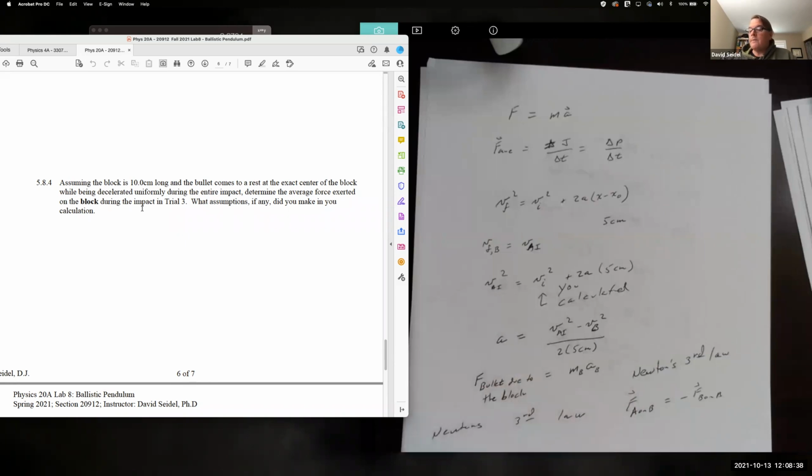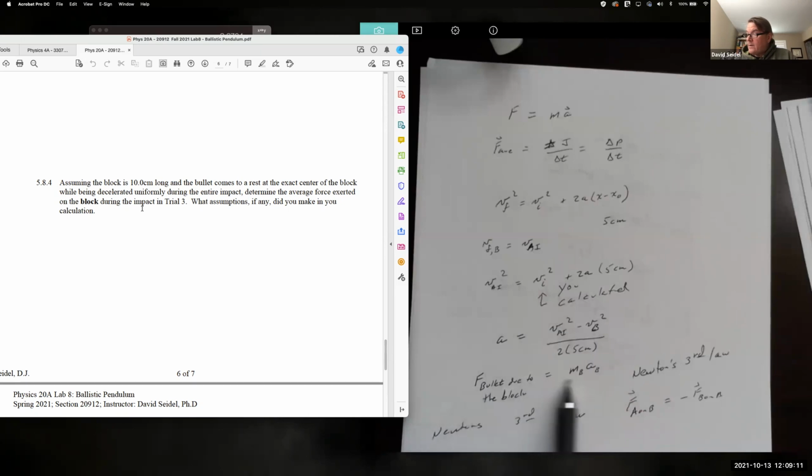I have the bullet's initial velocity. I have the bullet's final velocity. We've recalculated that. The bullet's moving at the same speed as the block after impact. So that's the bullet's final velocity. It's moving at the same speed as the block. They're moving together. So I can calculate the acceleration on the bullet. Different than the acceleration on the block. They're very different in mass. But the forces are the same.